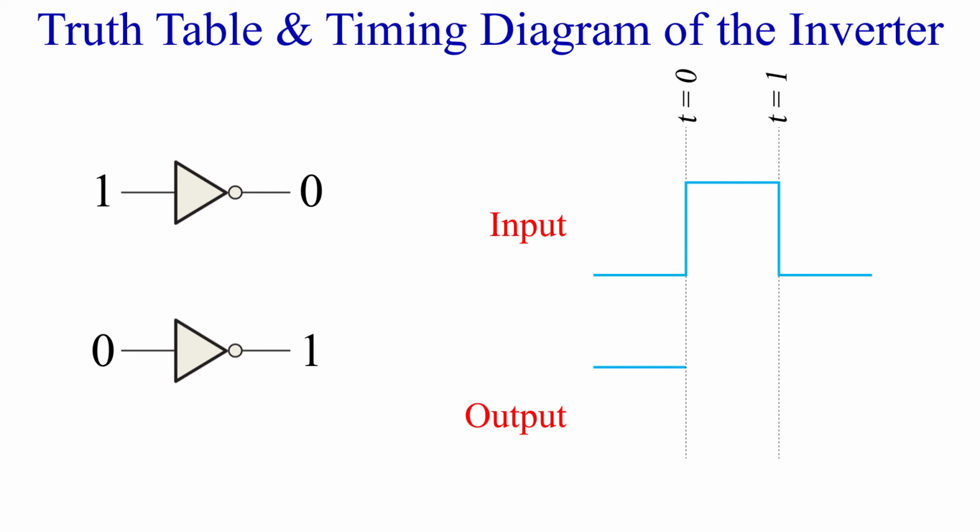Now we make the output waveform. Where the input is low, the output is high, so our waveform starts high. Then at t equals 0, when the input becomes high, our output drops to low. At t equals 1, our input drops to low, so our output rises to high. This is the full timing diagram of the NOT gate. It's pretty much analogous to our truth table. T equals 0 is the second row of our truth table. Input is 1 and output is 0. T equals 1 is the first row. Input is 0 and output is 1.